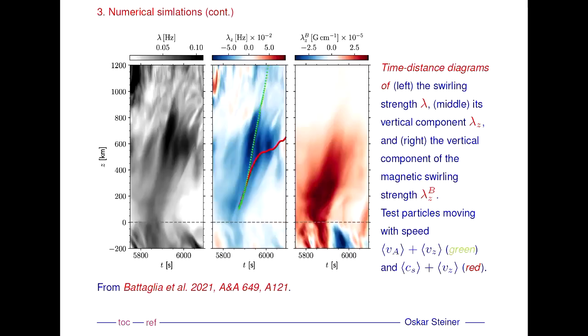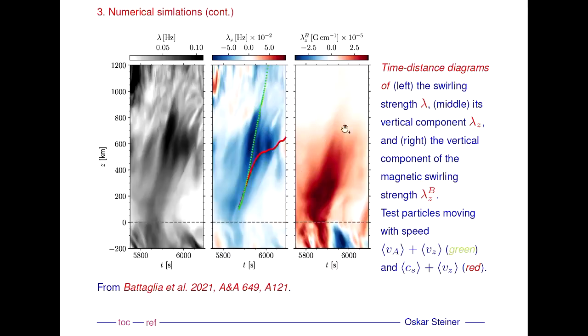Then we see here that what I plot is the swirling strength, and we see that there are ridges, which obviously is swirling motion that propagates upwards. And this green dotted line would be a hypothetical particle that moves with the Alfvén speed plus bulk speed. The Alfvén speed is the characteristic speed in magnetohydrodynamics. And the red line would be when it moves with the speed of sound. So obviously this swirl moves with the Alfvén speed.